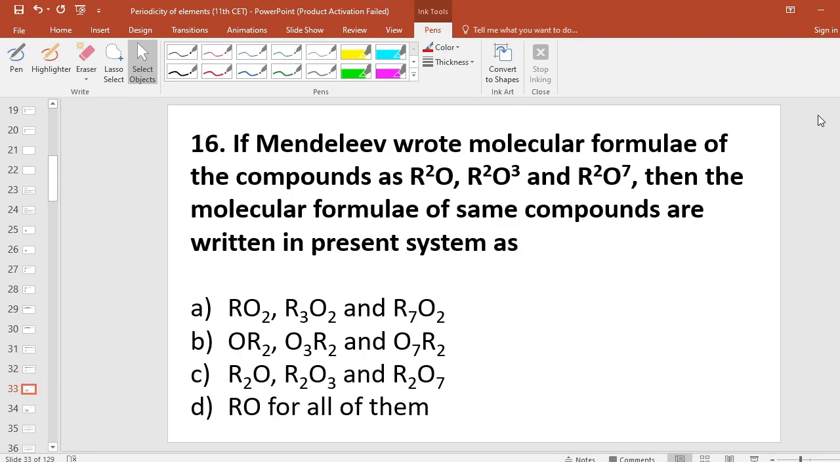If Mendeleev wrote molecular formulae of the compounds as R2O, R2O3 and R2O7, then the molecular formulae of same compounds are written in present system as... The only point is Mendeleev wrote these numbers as superscripts and we write those numbers as subscripts. So the option will be C.